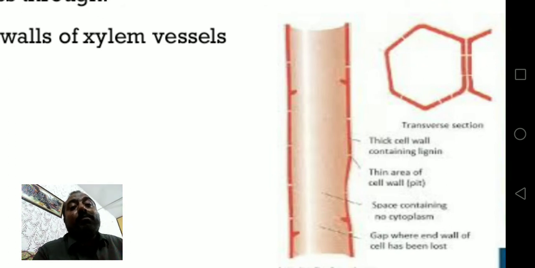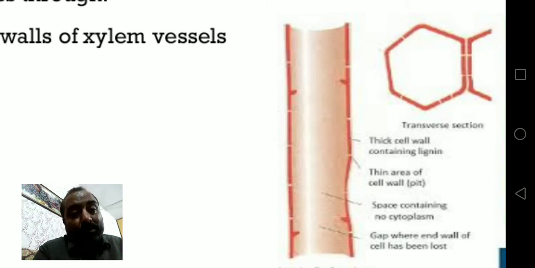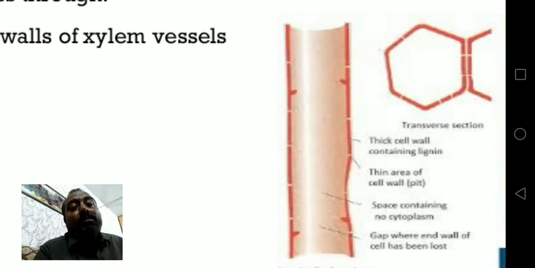So adaptation number 1 is this cell is just consisting of cell wall, and this is why it is also regarded as dead cell, because all structures inside the cell wall, cell membrane, protoplasm, nucleus, and all other organelles are absent. I can simply say this cell has hollow lumen. So this is the adaptation number 1.